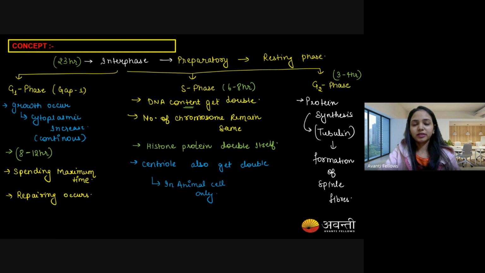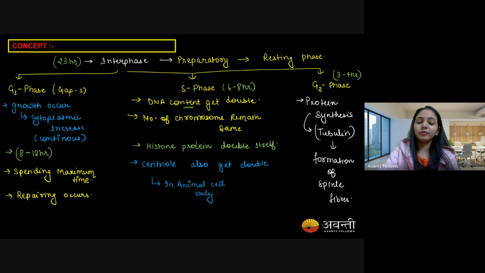Are we clear with all 3 phases? The first one is the G1 phase. In the G1 phase, cytoplasmic growth occurs. A cell spends 8 to 12 hours. It spends maximum time in this phase. So if any kind of damage occurs, then the repairing will also be done in this phase. Then after finishing the G1 phase, the cell will enter into S phase, where DNA content will double itself.